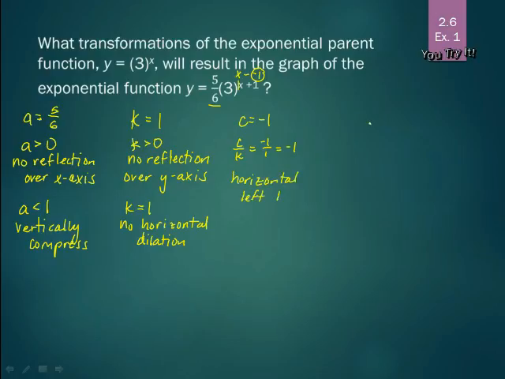And then the last thing is that d equals 0. And so we know that because there's nothing added or subtracted at the end. And because d equals 0, that means there's no vertical shift. It's not being moved up or down.